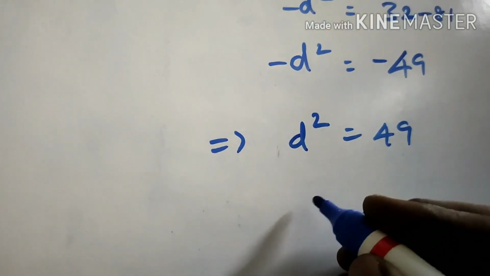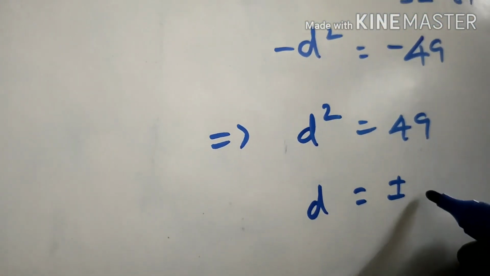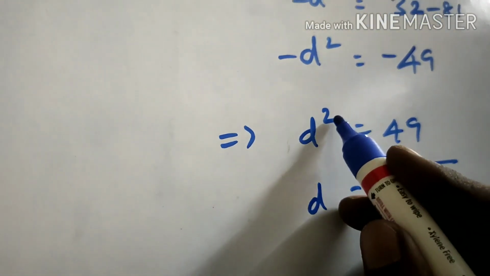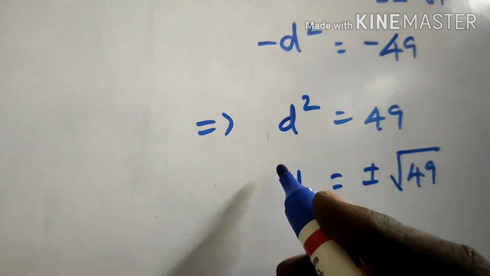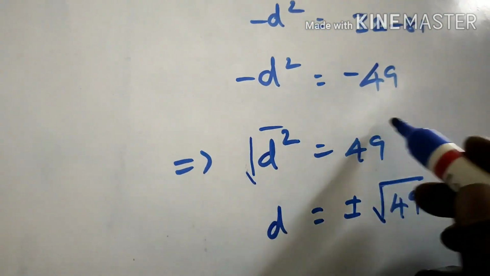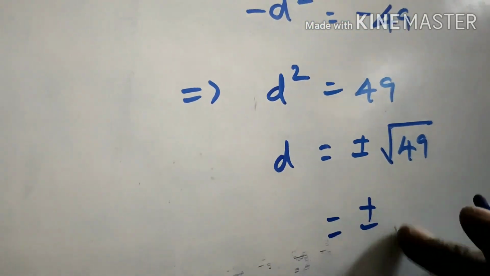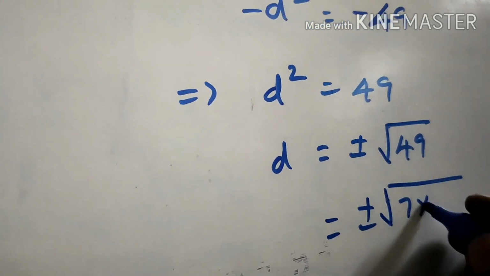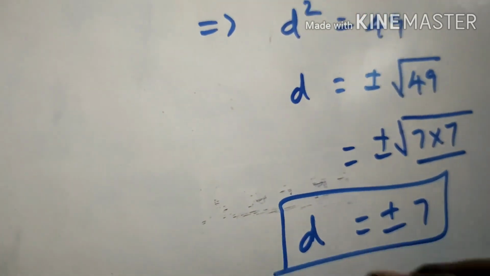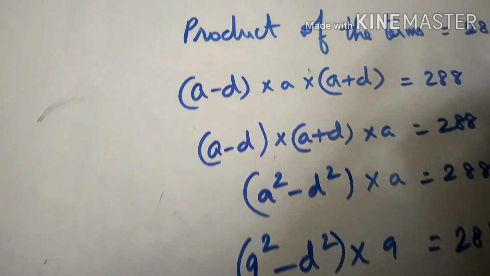Okay, so now D equal to, if you want to remove the square here, you have to take the square root on the right side. If you take the square root, the square and square root cancel on the left, and this becomes root of 49. So plus or minus root 49, which is 7, because 7 into 7 is 49, and you can take one 7 out. So D equal to plus or minus 7. That is the common difference, 2 values. For A we have only 1 value.